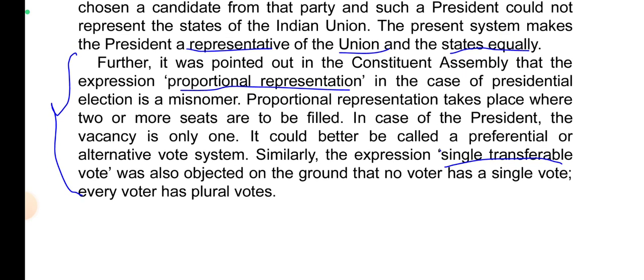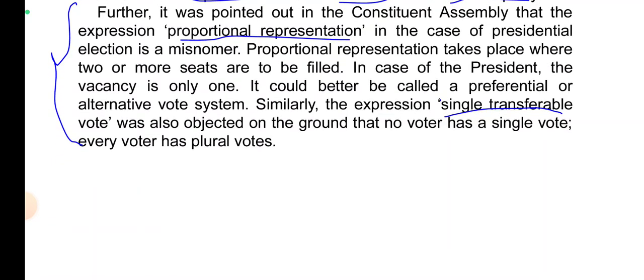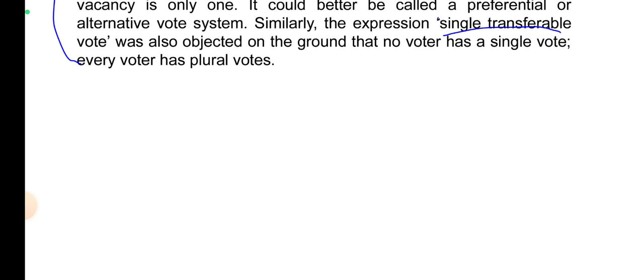Further, it was pointed out in the Constituent Assembly that the expression proportional representation in the case of presidential election is a misnomer. Proportional representation takes place where two or more seats are to be filled. In case of the president, the vacancy is only one. It could better be called a preferential or alternative vote system. Similarly, the expression single transferable vote was also objected to on the ground that no voter has a single vote; every voter has plural votes.